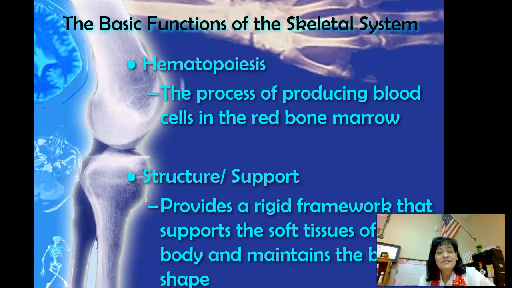So first we've got the basic functions of the skeletal system. One of the main things for the skeletal system is hematopoiesis. It is the process of producing blood cells in the red bone marrow. So it actually means blood, hemato, and then poiesis is creation, so blood creation, the process of producing blood in the red bone marrow.